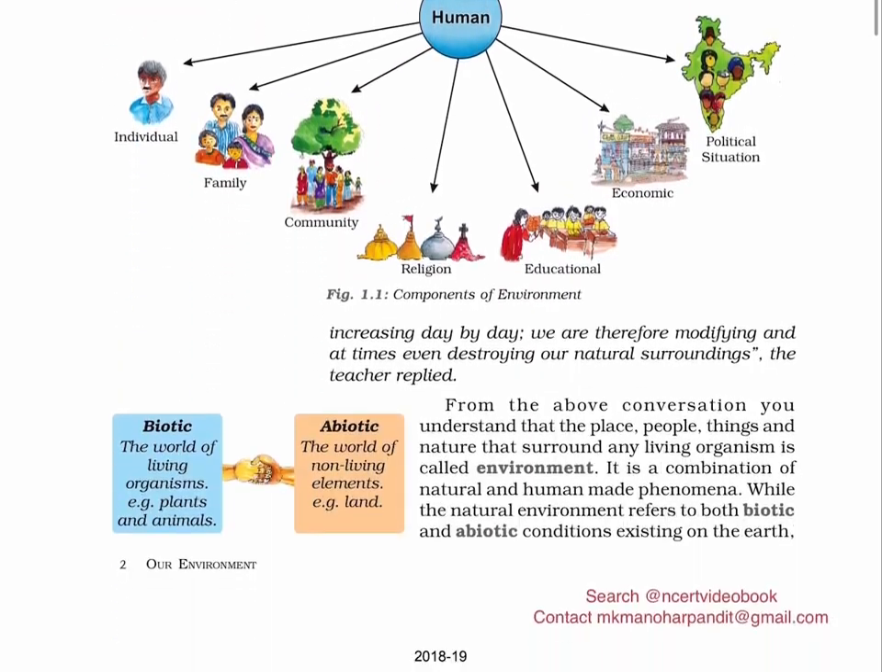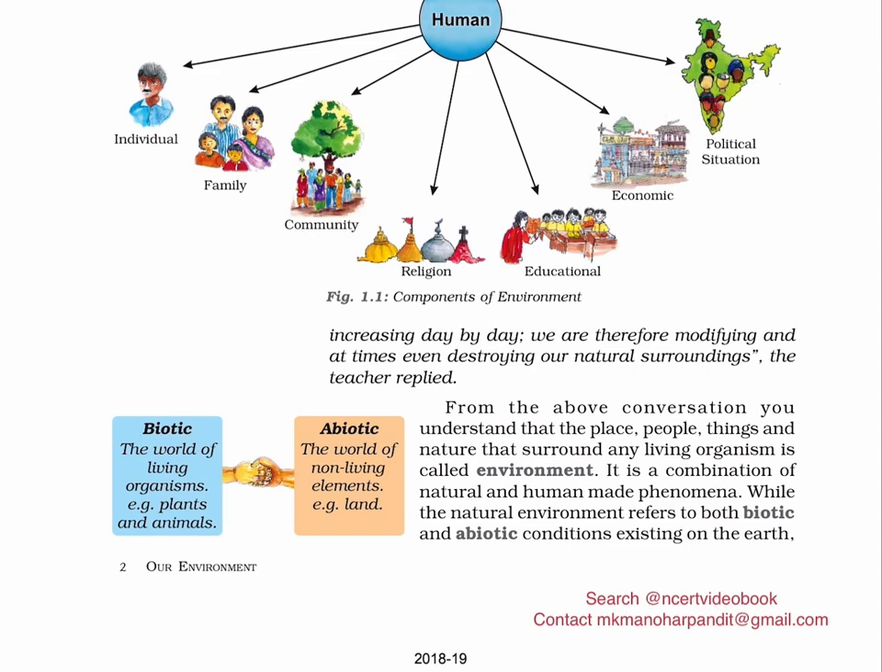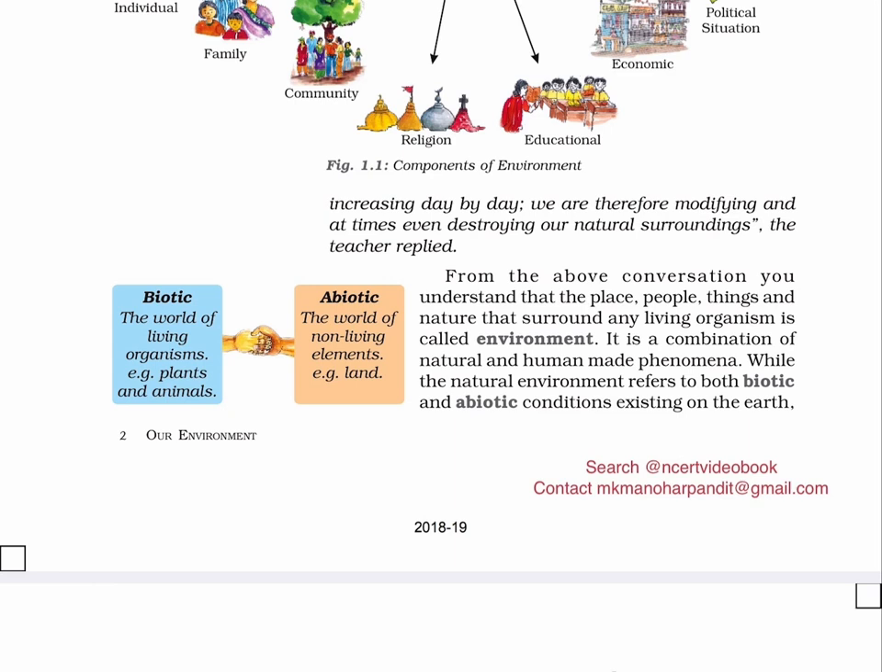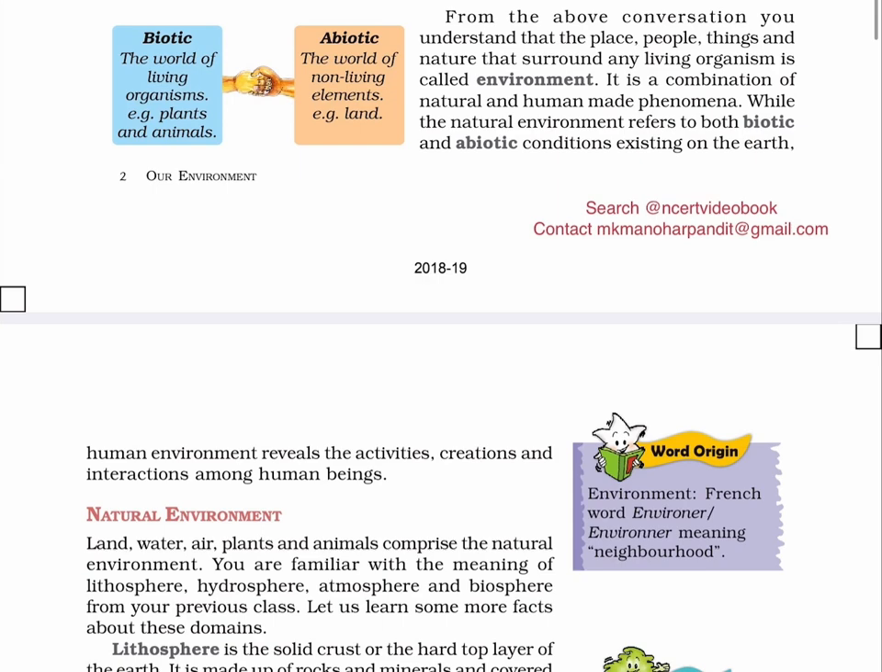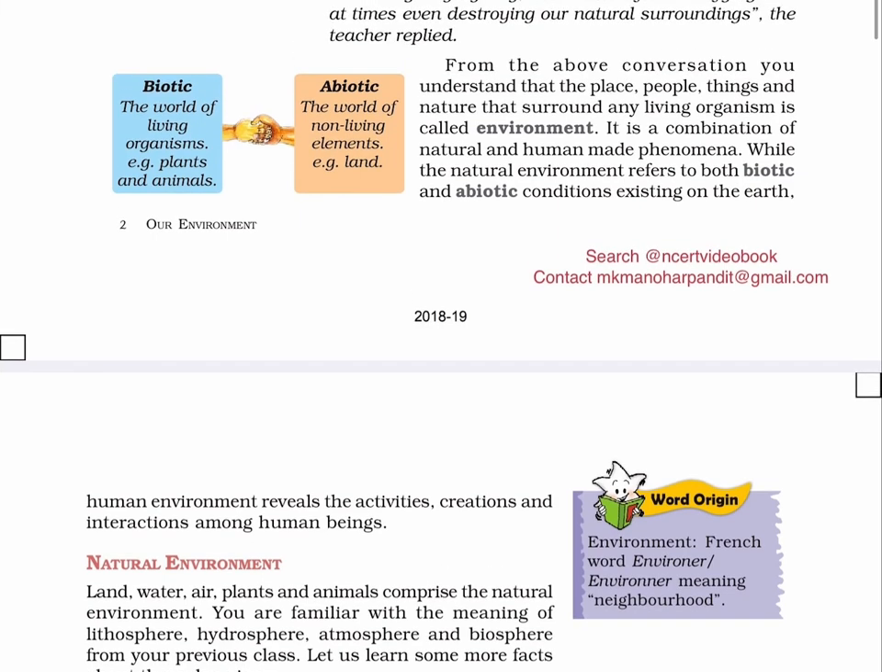Below the picture we have the text. From the above conversation, you understand that the place, people, things and nature that surround any living organism is called environment. It is a combination of natural and human-made phenomena. While the natural environment refers to both biotic and abiotic conditions existing on the earth, human environment reveals the activities, creations and interactions among human beings.